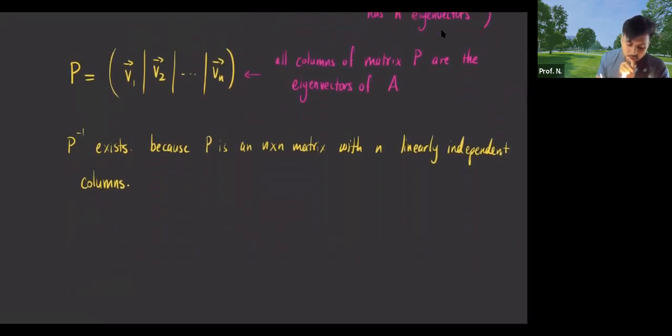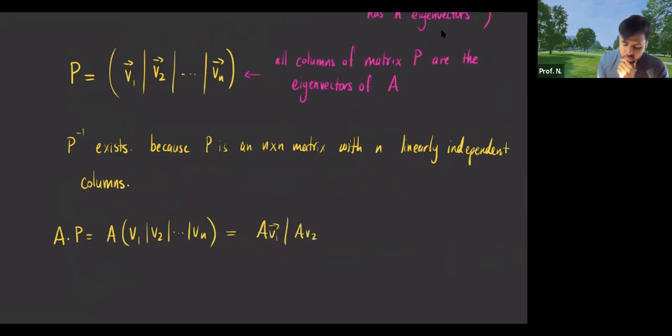Okay. So then A times P, what is this? This is A multiplied by V1, V2, dot, dot, dot, Vn. But this is the same thing as saying A V1, A V2, and A Vn. Now, why is this true? You have to go back to the idea of multiplying matrices with one another.